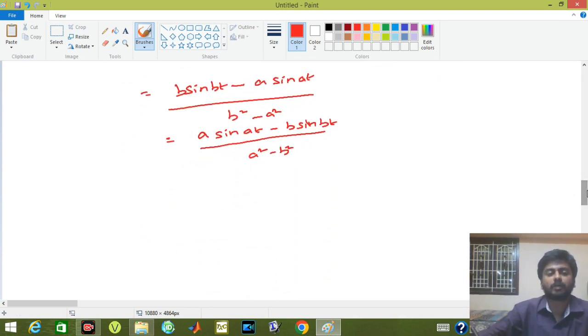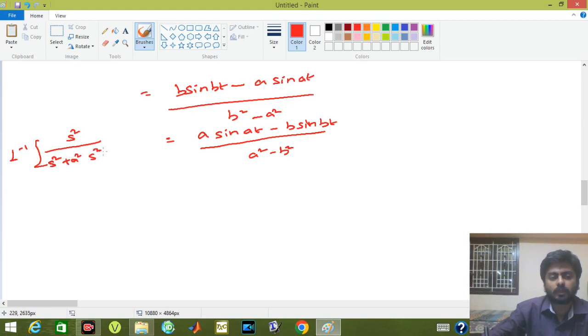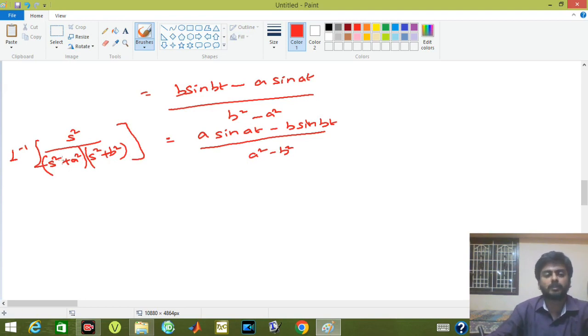This will be the answer for L inverse of s square divided by (s square plus a square) into (s square plus b square).